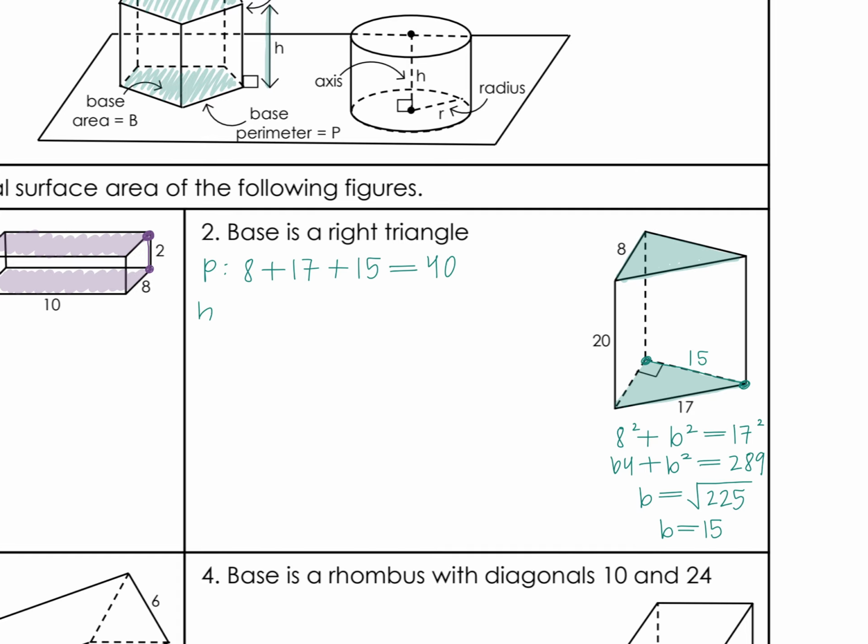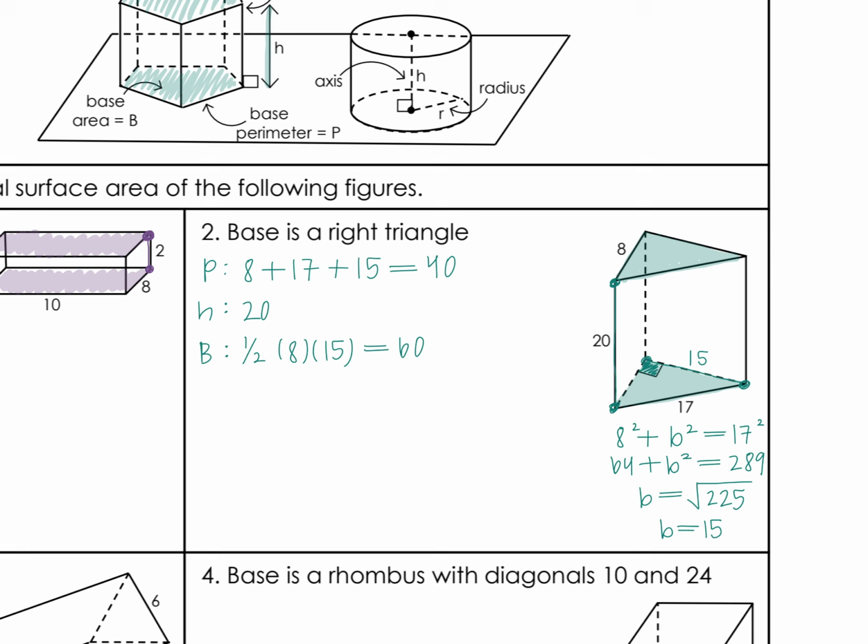Okay, moving into my H, my height of this figure from base to base, from highlighter to highlighter, I'm going to notice that that is going to be 20. And then for my capital B, area of the base, I have that right triangle. So one half base times height is the formula I'm going to use. My base and my height have to be perpendicular, so I'm looking for that right angle. That tells me I'm going to use 8 and 15. So one half of 8 is 4, and 4 times 15 should give me 60 for the area of that base.